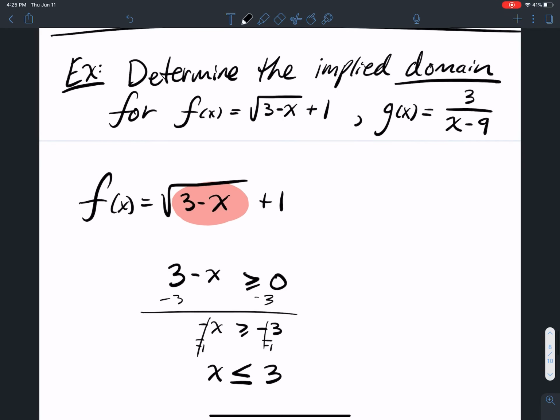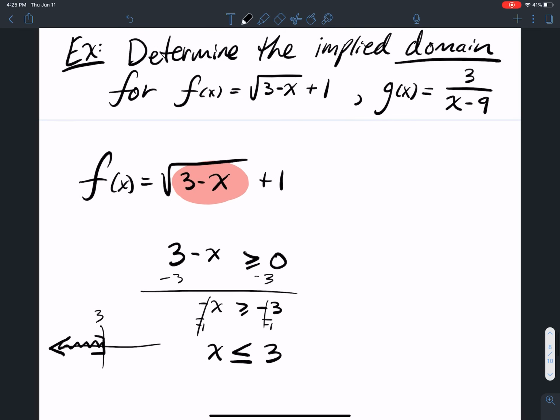So in interval notation, x less than or equal to 3 looks like this. I shade to the left, okay? So I go negative infinity up to 3, and I put a bracket. This is what I'm looking for right here. That's the domain.